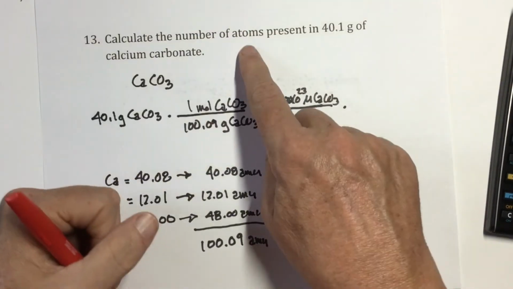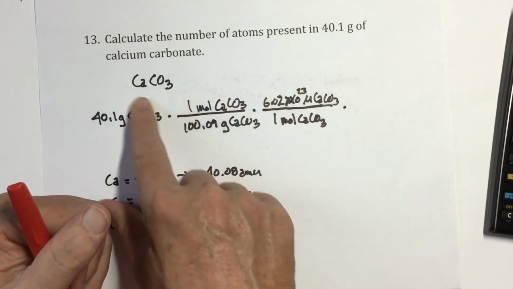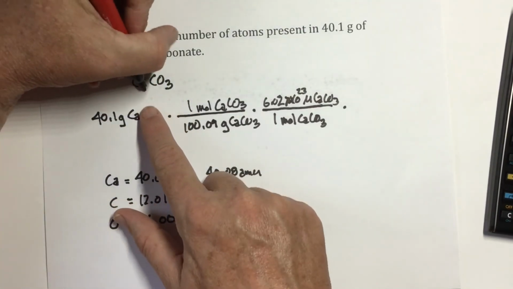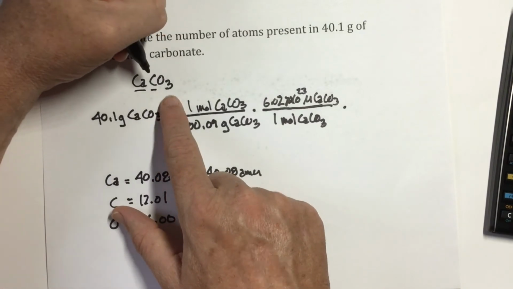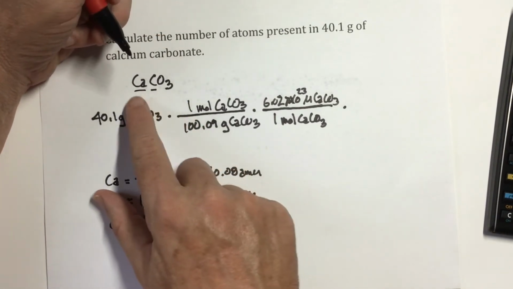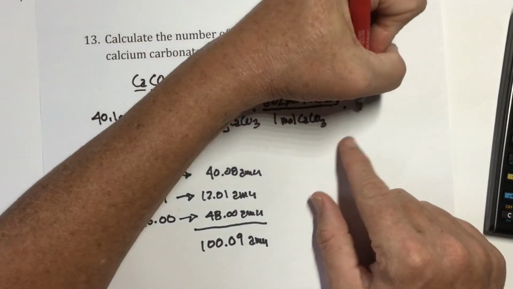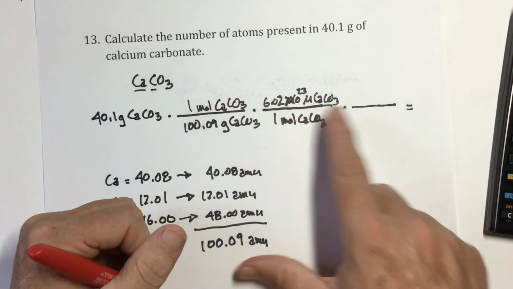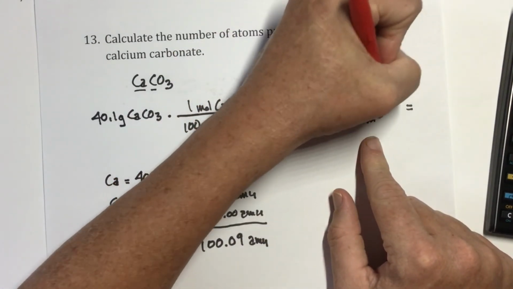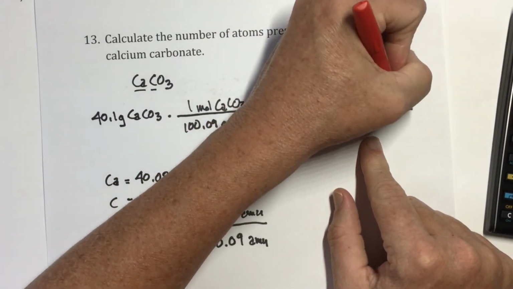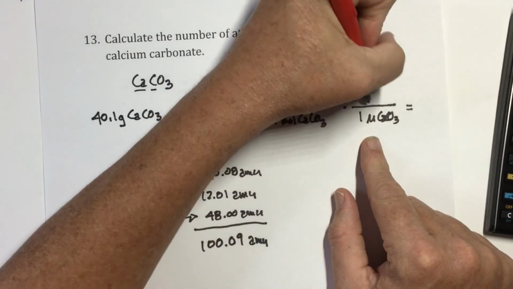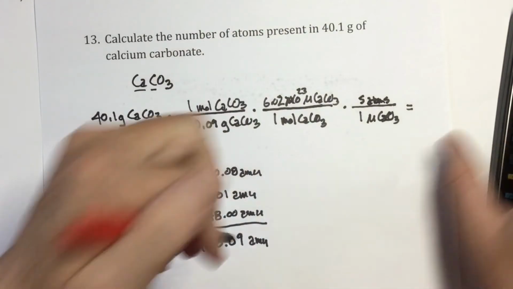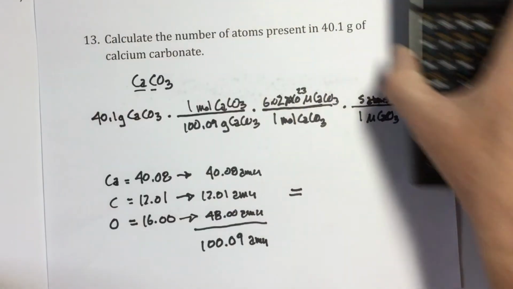Okay, but they're asking for atoms. So let's look at a molecule of calcium carbonate. How many atoms are present there? Well, I have 1 atom, 2 atom, and 3 more atoms. So that looks like 5. There's going to be 5 atoms in every molecule of calcium carbonate. So I will do one more conversion here. I now have it in molecules, so I know that 1 molecule of calcium carbonate is 5 atoms.